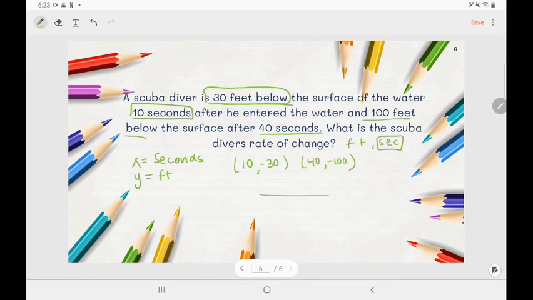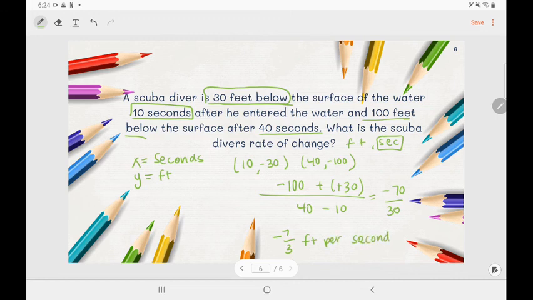All right, now let's calculate. Negative 100 minus a negative 30 over 40 minus 10. Well, minus a negative is adding. So negative 70 over 30. Now that's not simplified, so let's simplify it. Negative 7 over 3. Now how do I put units on it? Negative 7 over 3 feet per second.